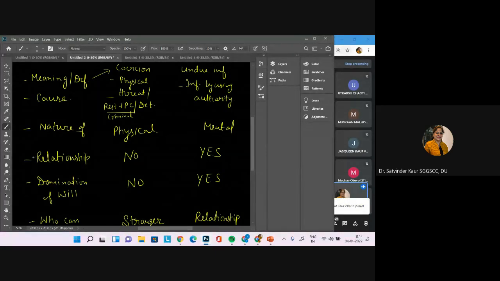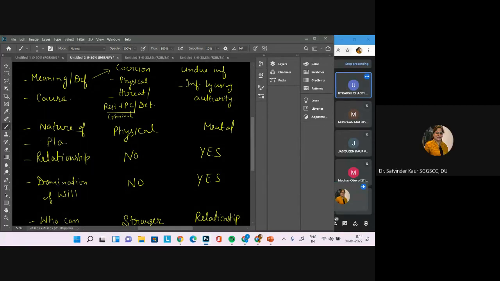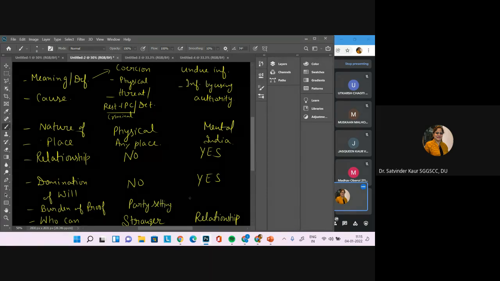Ma'am, we can put burden of proof. Yes, yes, we can also put the difference on the basis of place. It can be any place, be it in India or outside India, but it should be within India only. Then we can also put the difference of burden of proof, right? When you set aside the contract, the burden of proof is on the party setting aside, and in undue influence, on the other party influencing, right?